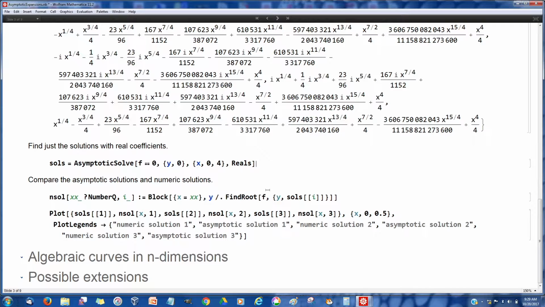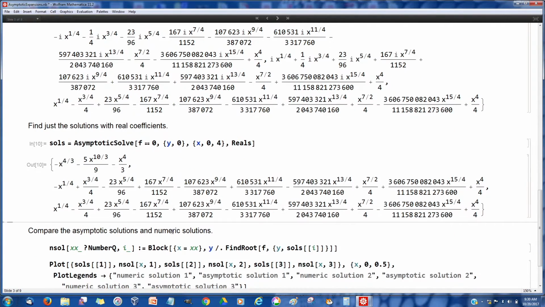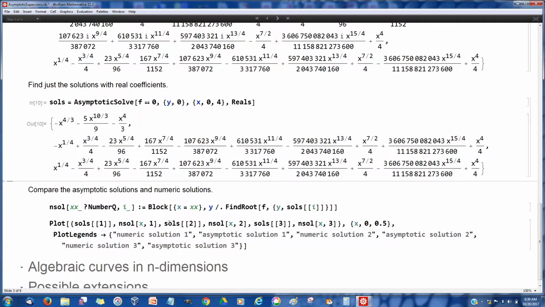And we are also able to find the solutions with real coefficients. So here is the version with real coefficients. Only 3 of those solutions have real coefficients. So in this case, we cannot really say that they are real solutions. They have real coefficients, and they will be real for positive values of x. For negative values of x, they'll be complex in general.